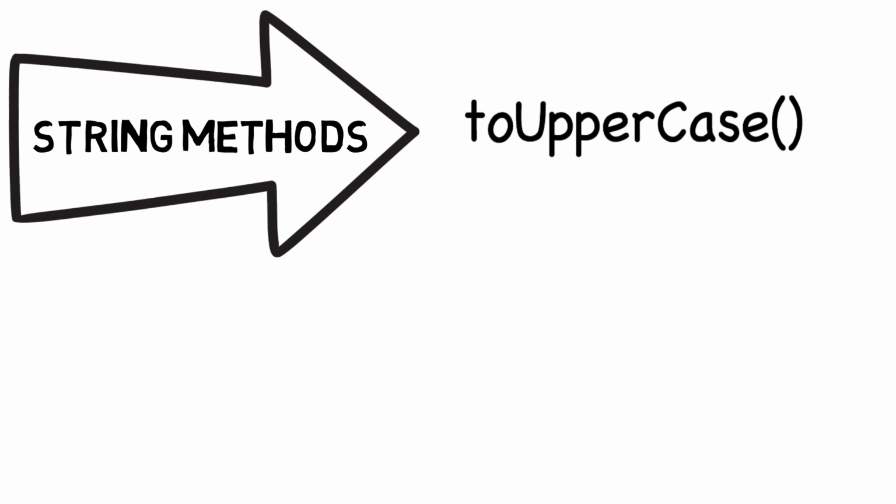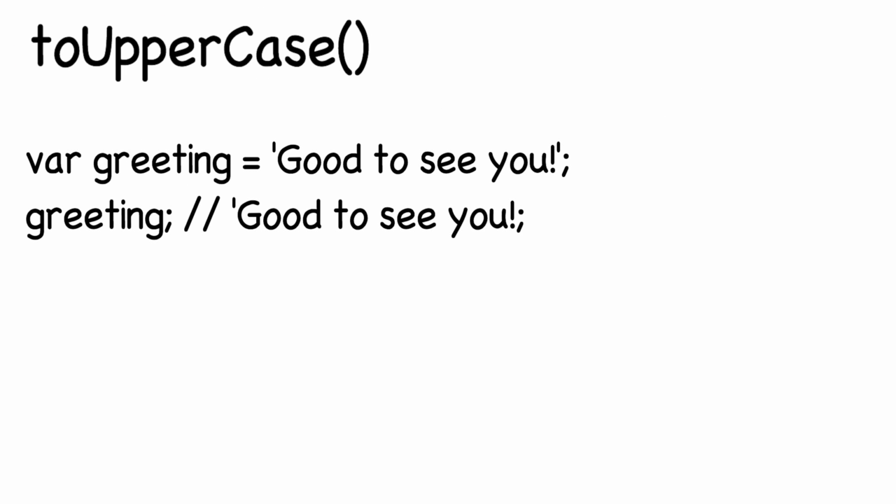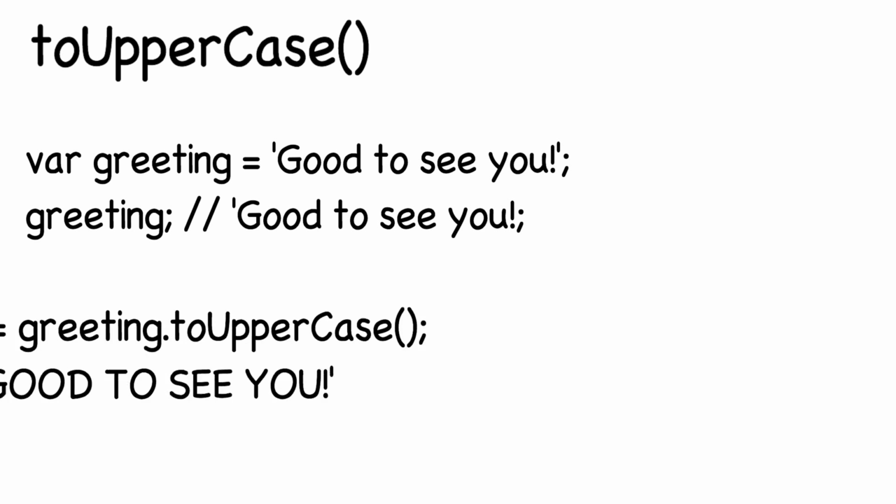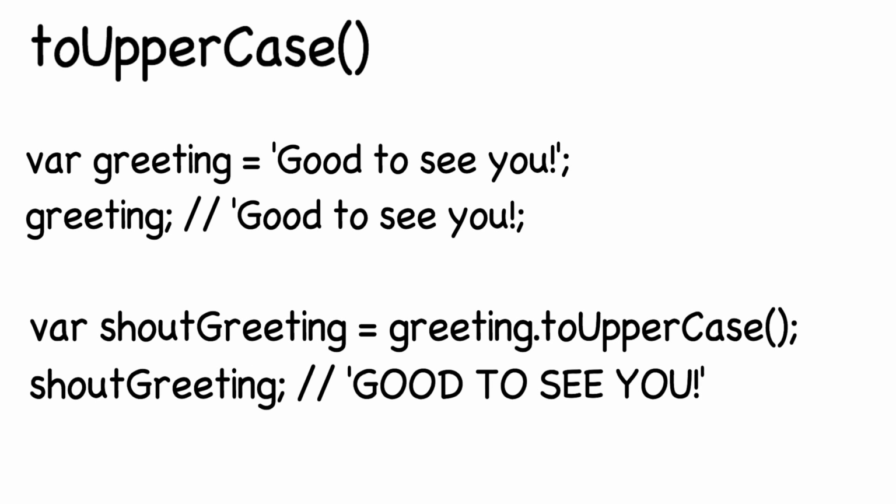Let's begin by setting up a greeting variable. Our greeting will say, "Good to see you." Let's put this method to work on our greeting variable and store it in a new variable called shoutGreeting. We're going to attach the toUpperCase method to the end of our greeting variable and assign it to our new shoutGreeting variable. Now, let's look at shoutGreeting in our console, and we get "GOOD TO SEE YOU."